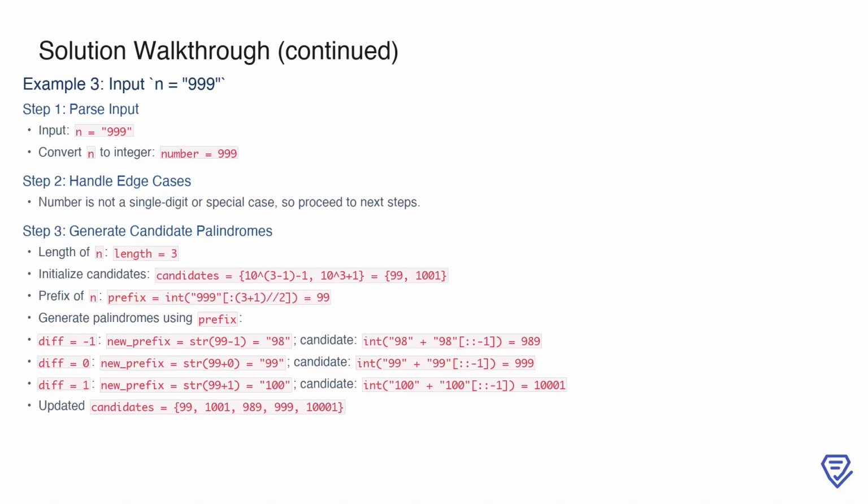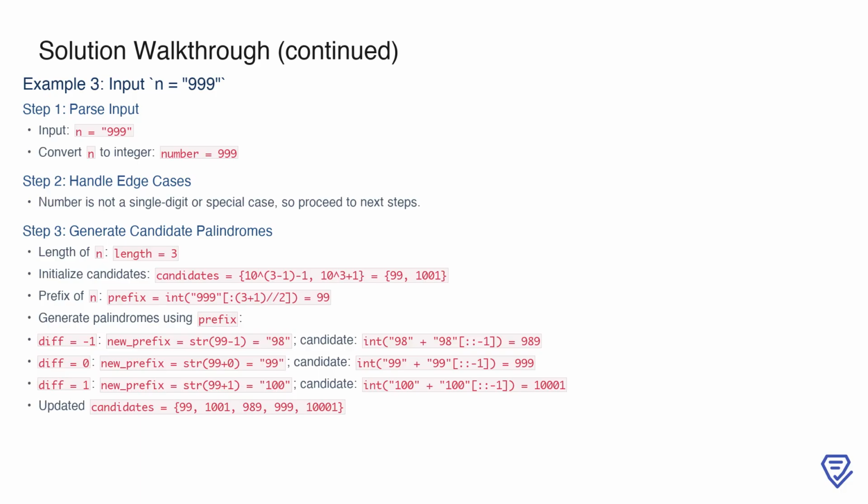In the third example, the input is 999. Parsing the input, we convert the string 999 into the integer 999. Moving to edge case handling, the number is not a single digit or special case, so we proceed. The length of 999 is 3, and we initialize candidates with the fixed values 99 and 1001. The prefix of 999 is determined to be 99.